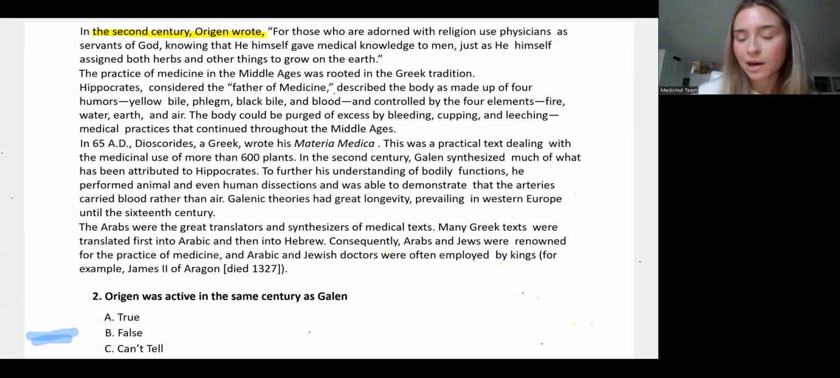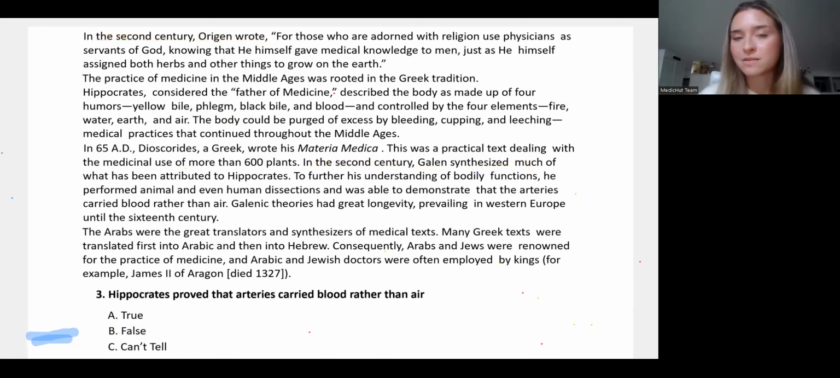Can anyone tell me which paragraph you can see Galen in and whether it says 2nd century or not? So it says Galen within the 3rd paragraph. As you're reading along, you can see that in the 2nd century, Galen synthesized. Therefore, you can conclude using some inference that because both of them were active in the 2nd century, it is true that both of them were active within the same century. Hopefully that all makes sense. Really good to everyone that answered in the chat. We'll move on to the next question.